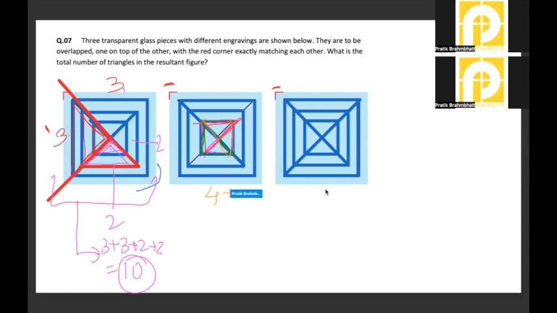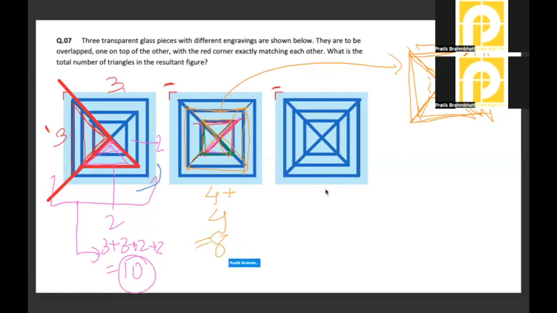Plus, in the same manner, when I take this outer square with the intersection. What I'm talking about here is taking the outer square like this. Of course, there will be an inner square here, but we are not looking at it. We are looking at the larger triangle. So 1, 2, 3, and 4. So 4 such triangles here also, which will be equal to 8.